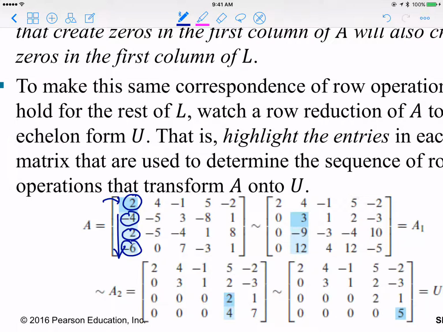And then we move on to the second pivot here, and we move to the bottom and make them 0. And then we move on, and we make them 0. Following this kind of order, let's think about the row reduction or elementary matrices that we have to apply.